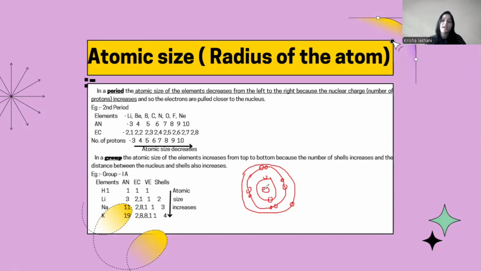But when you go left to right in the period, it will always decrease. But when you go down the group, it will always increase. Make sure this is very, very clear. If any doubt, please ask me on WhatsApp.